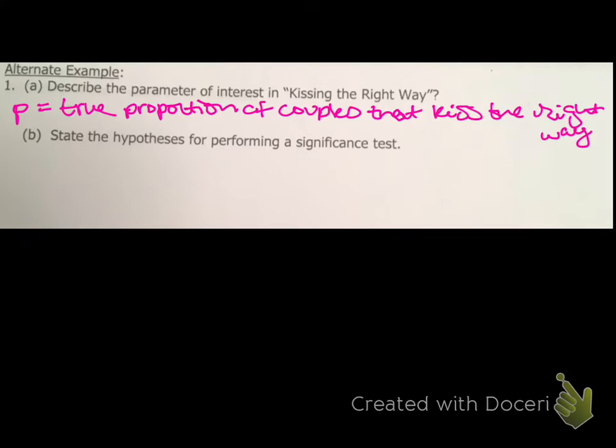Let's go back and read the question again. Is this convincing evidence that the true proportion p of all couples that kiss the right way is greater than 0.5? So my null, my H sub 0, is p equals 0.5. It has to have an equal sign. My alternative, my H sub A, is p is greater than 0.5, because that's what it says.